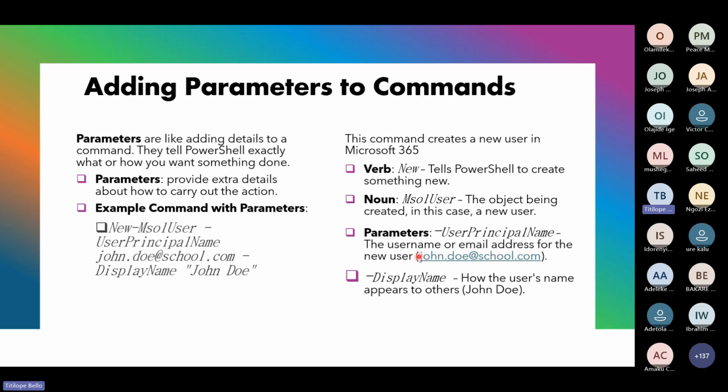So that when we retrieve this user, or we are looking at our admin center and we see this user, we'll see a display name with it. So how the user name appears to others is John Doe. When you send a mail, you will see John Doe. That's just what this command is telling PowerShell.